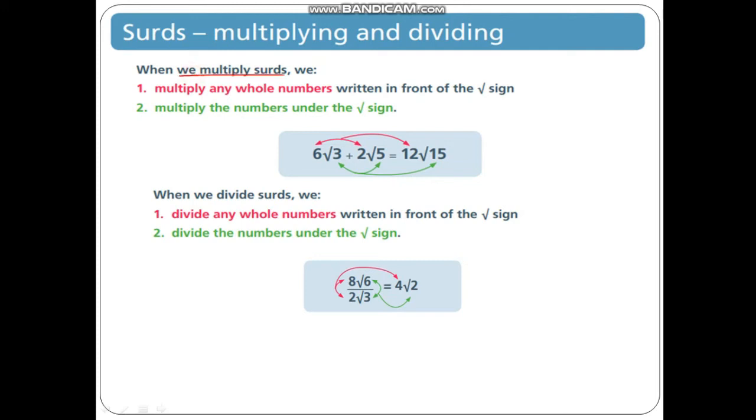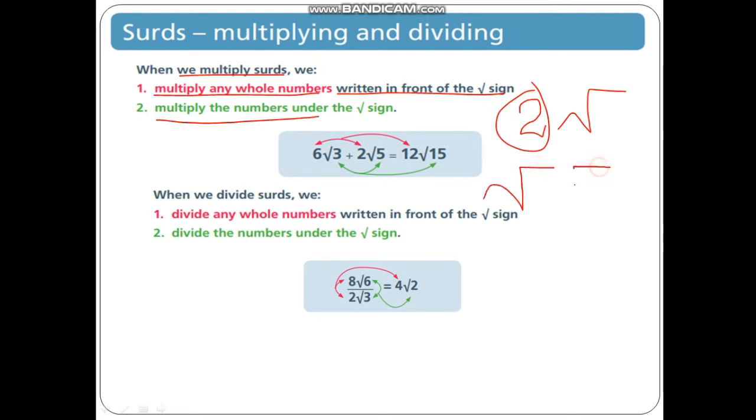When we multiply surds, we multiply any whole number written in front of the radical sign. Meaning, if this is the radical sign, we have to multiply the coefficients of the surds, as well as multiply the numbers under the radical sign, like 2 and 3, combine them and then multiply them like this.